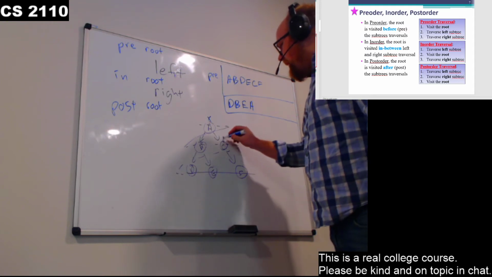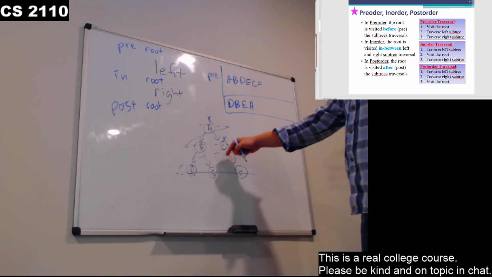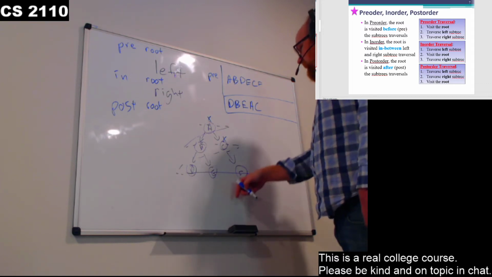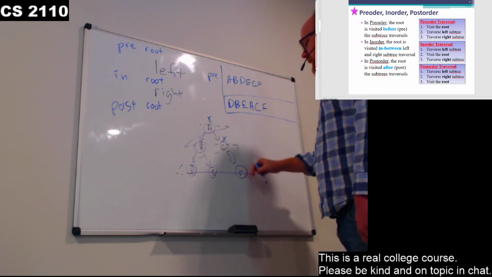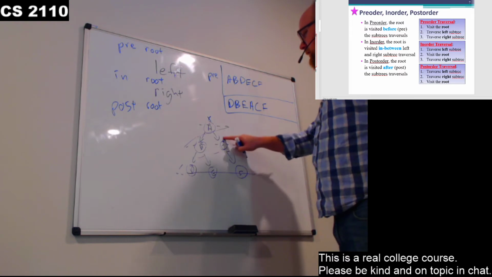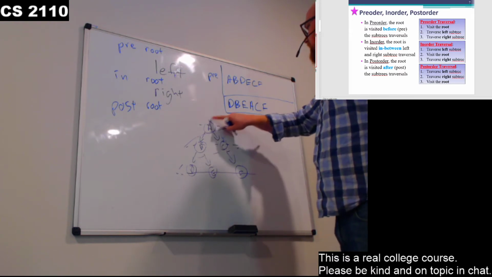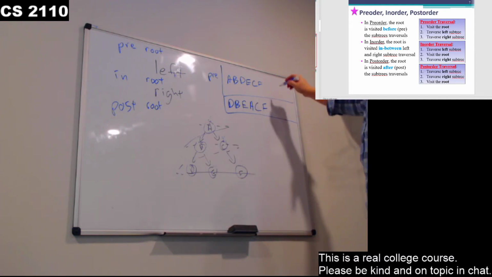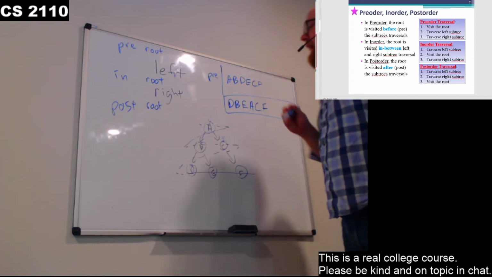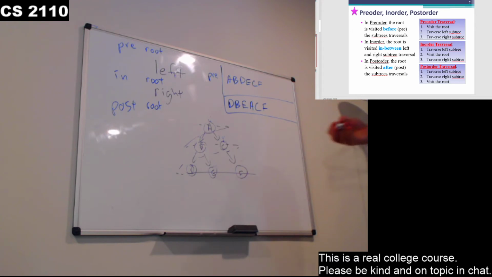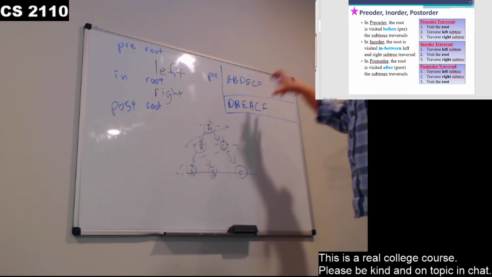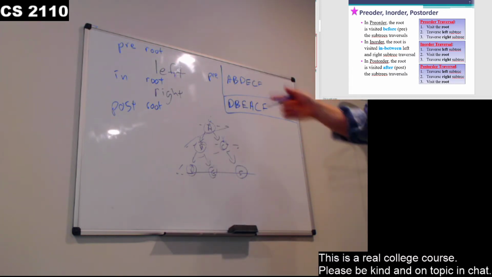I then go down the right subtree. C has no left subtree, so I just visit C. I go down the right. F has no left subtree. I visit F. There is no right, so I return. I return. And then I return. And notice I end up with a different order. But the key is every letter appears exactly one time. And if I do post order, I will end up with a different order. But it will still have every node visited exactly once.